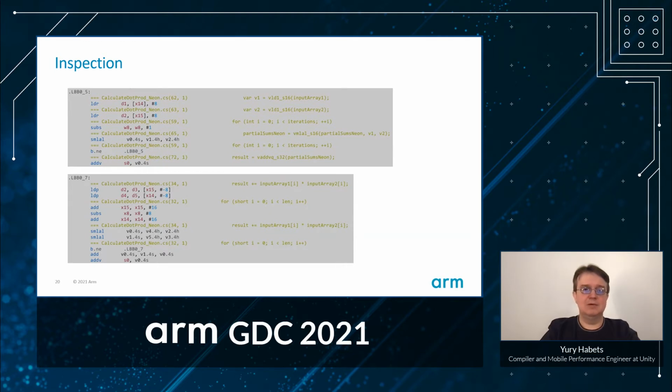Let's take a closer look at the Neon version. You see the two load instructions equivalent to the two load APIs in the intrinsics, and the long multiply accumulate instruction, which also matches the code. So the instructions exactly match the code written in the intrinsics, and it is what we expected to see.